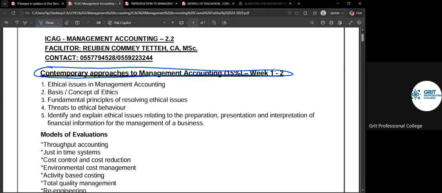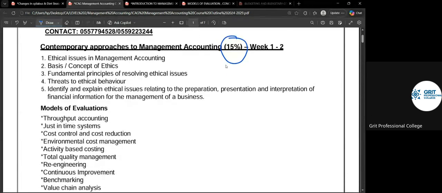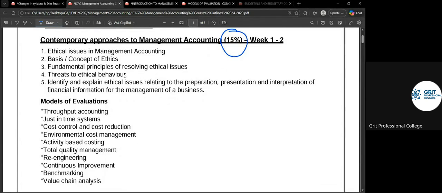All right. So the contemporary approaches to MA, for the content in there, the examiner is saying that the mark allocation is 15 marks. So what do you expect to see there? You have ethical issues. Ethical issues in MA are very crucial, so the examiner can test something like this in the exam. November 2024, that was the first installment of this new syllabus, the examiner asked a question on ethical issues. So we'll go through the issues of ethics and how it relates to the management accountant.